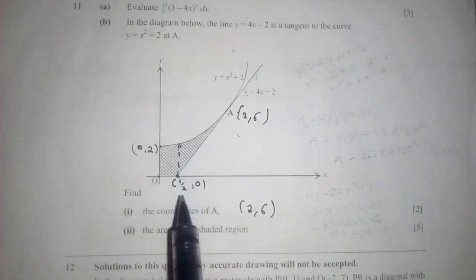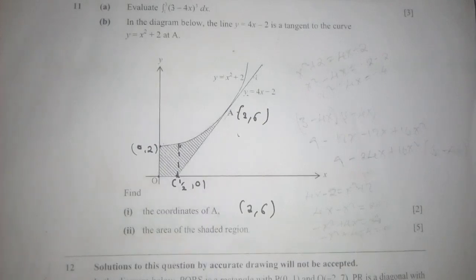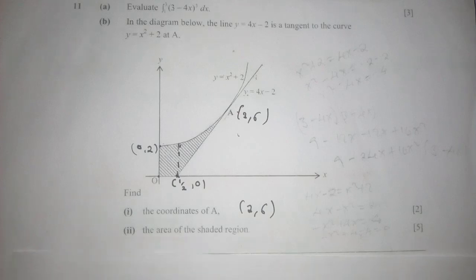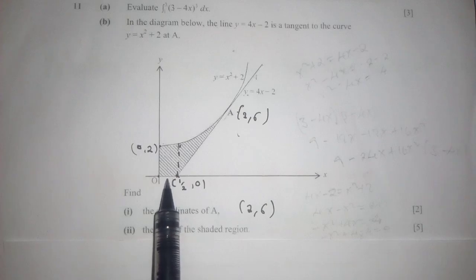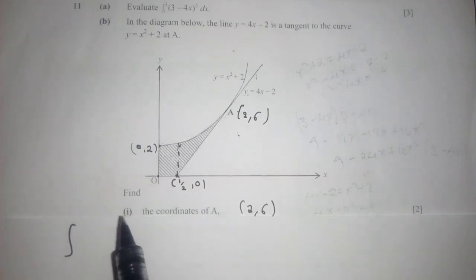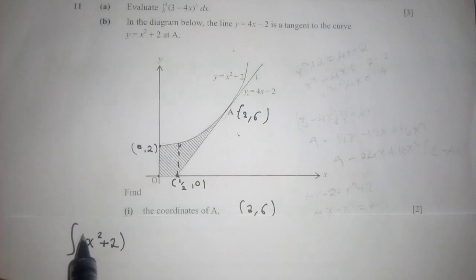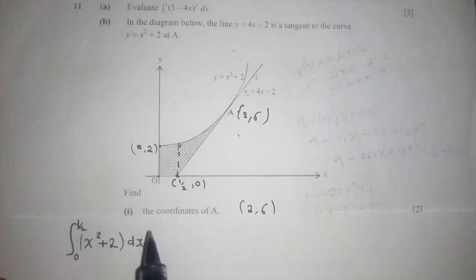You cut here. If you're able to see, we have two regions, this and this. So to find the area, we need to take advantage of these two regions. So you do this integral of x squared plus 2 dx. The limits will be from 0 to 1 over 2.